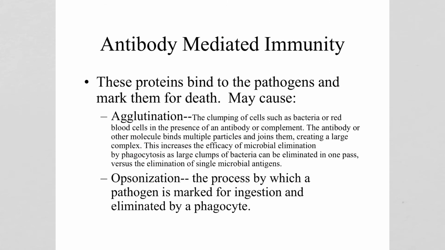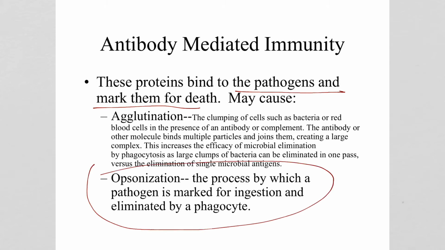A couple of other things to know about antibody-mediated immunity. Antibodies, again, are proteins. They bind to pathogens, and they mark them for death. They can cause a couple things to happen. One of them is opsonization. This is the process in which the antibody binds, and it sort of is like a signal to other parts of your immune system to come and kill this thing, come ingest it and eliminate it. It's a signal to phagocytes like the macrophage.